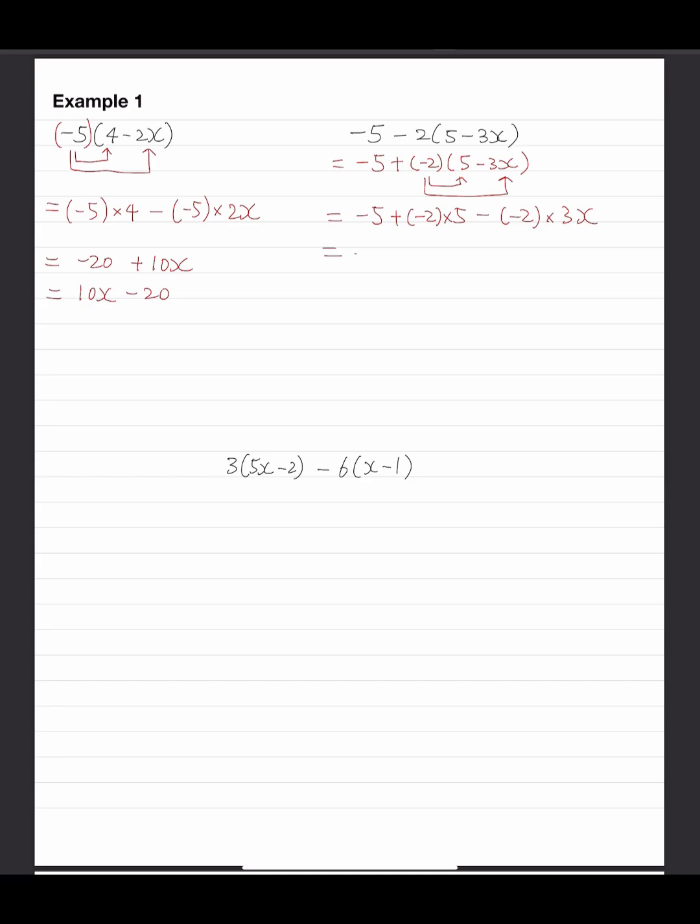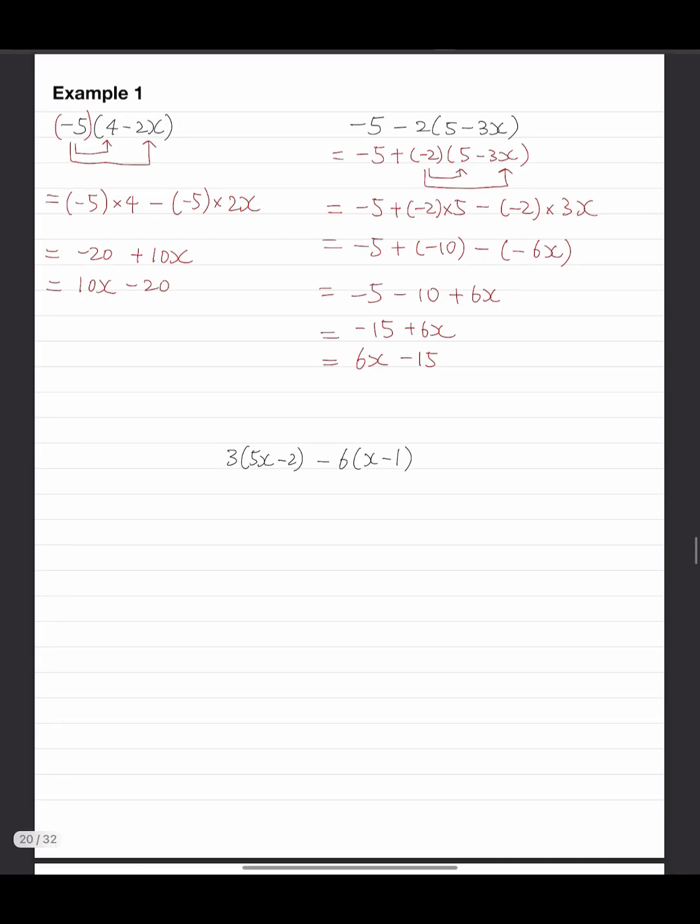Now I get negative 5, okay, plus negative 2 times 5, which is minus 10, yeah? Because it's a plus negative 10. Let's write a plus negative 10 first. And then here we have minus negative 2 times 3x, it is negative 6x. Now, we got negative 5 plus negative 10, which is minus 10, and minus negative 6x is the same as plus 6x. So you have minus 5 minus 10, in total is minus 15, plus 6x. And then we rearrange, making 6x minus 15.